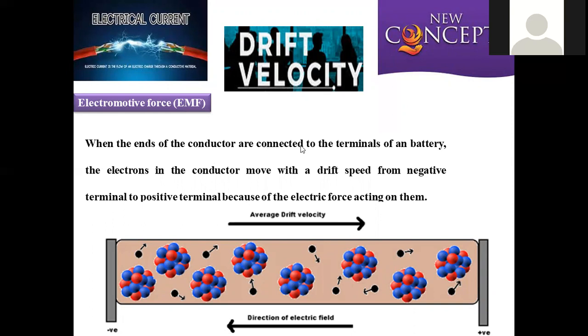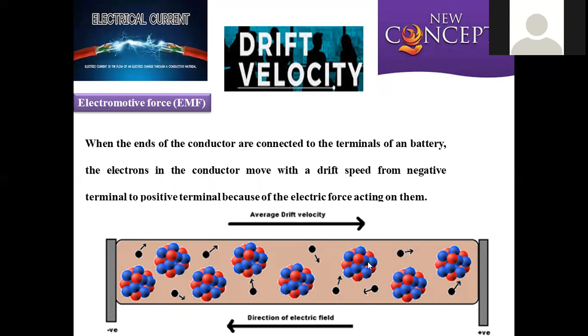When the ends of a conductor are connected to the terminals of a battery, electrons in the conductor move with the drift speed from the negative terminal to the positive terminal because of the electric force acting on them, right? So whenever the conducting material is connected to the battery, at the positive and negative terminals, the drift speed originates within it, and a flow of electrons from the negative terminal to the positive terminal is possible. Always from high potential to low potential, the passage of electrons is possible, so potential difference is originated.